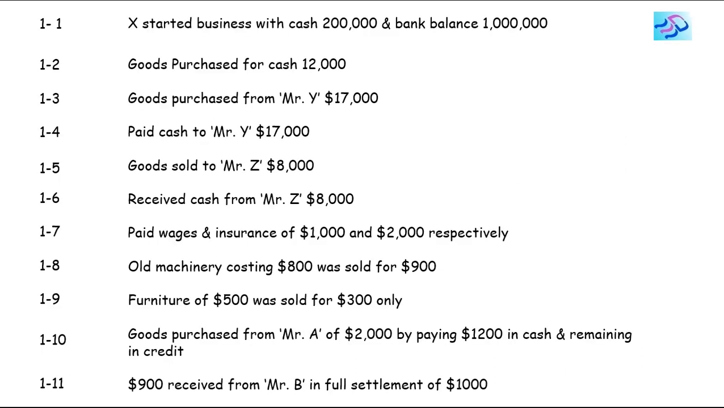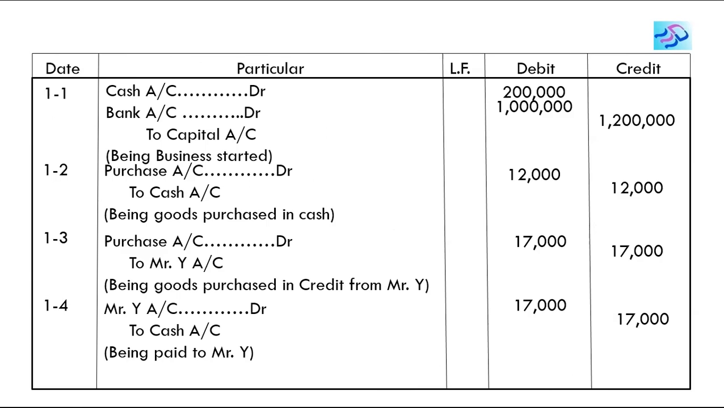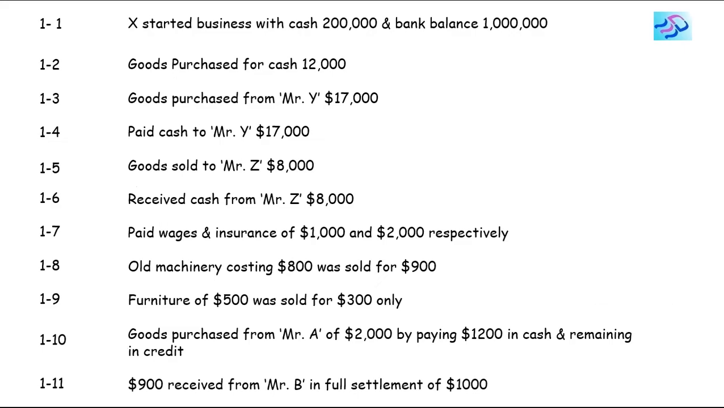So the next question is goods purchased for cash. In this case, we have purchased goods and we have paid cash. That is purchase account debit to cash account with the respective balance.